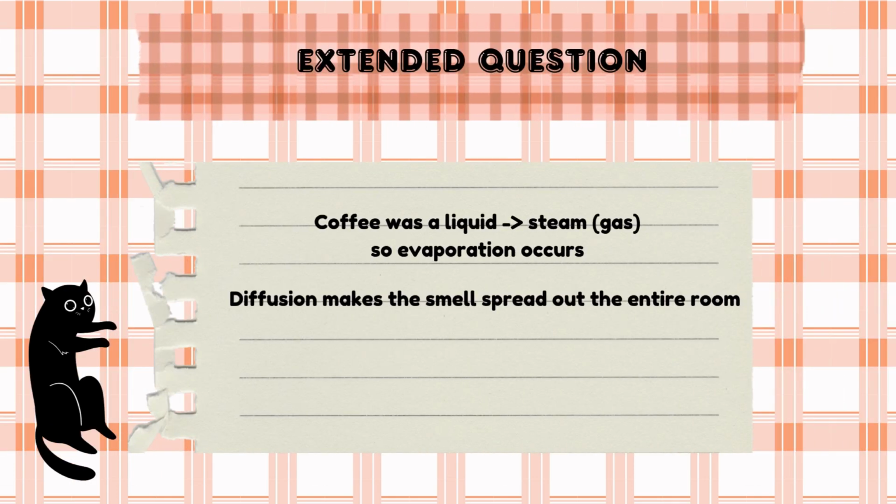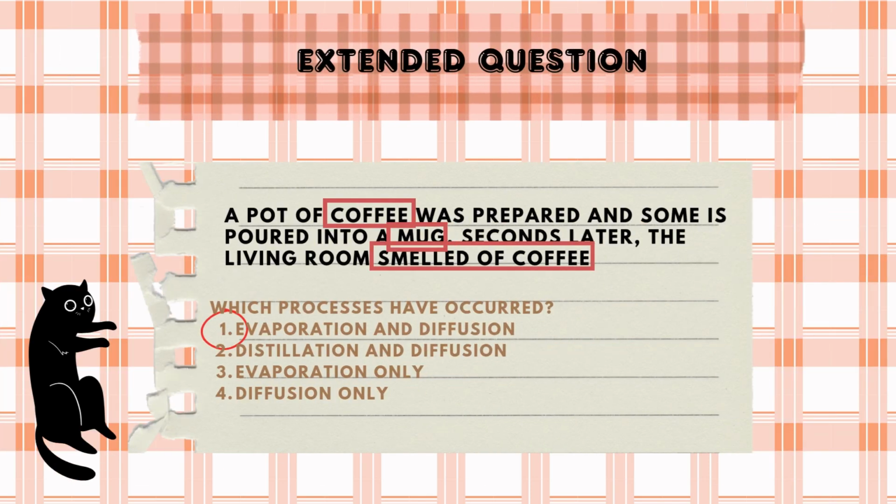First off, coffee is a liquid, but then for the smell to spread out of the room, it has to be converted to gas so particles can move through air. The process involving the change from liquid to gas is evaporation. The second process is, of course, diffusion, because if the steam only stays above the coffee mug, the smell cannot be felt across the room. So our correct answer will be evaporation and diffusion.